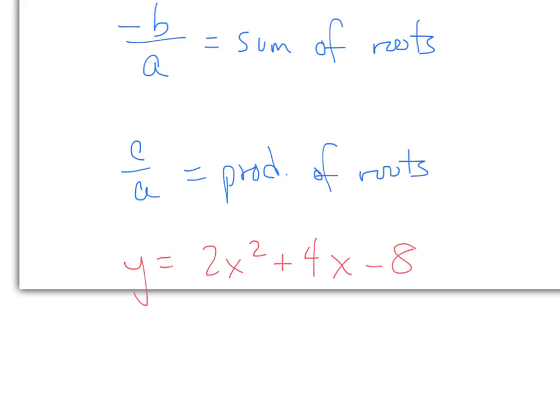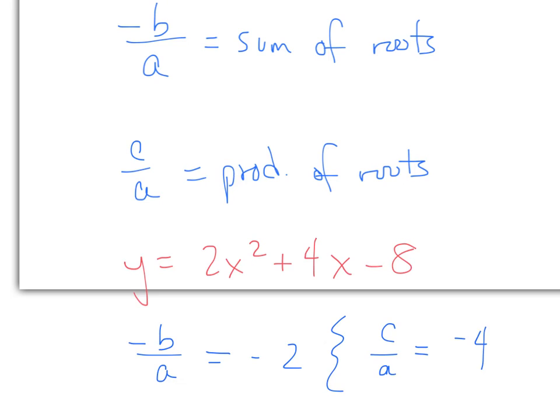So what is negative b over a? Not 2a here again. It's not 2a. Negative b over a. What do you get for negative b over a? Negative 2. And then what about c over a? Okay, so it's negative 8 over 2. Well, that doesn't tell me much, or it doesn't seem like it tells me much.